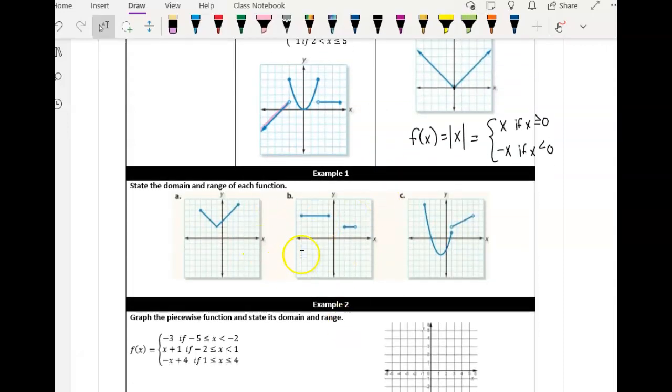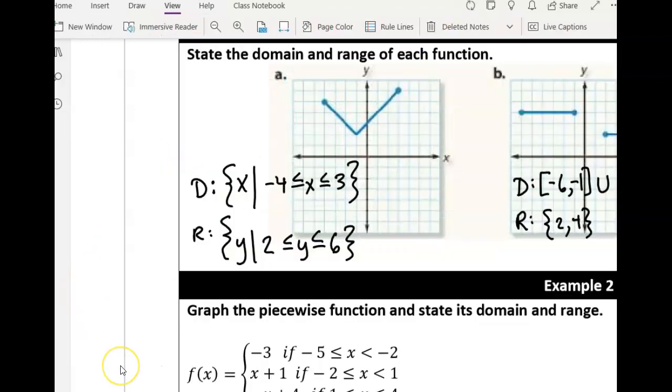All right, so do me a favor, now that we've talked about domain and range with the warm-up. You can go ahead and pause this video and see if you can identify the domain and range for functions a, b, and c. Come back when you're ready. All right, so here we go.